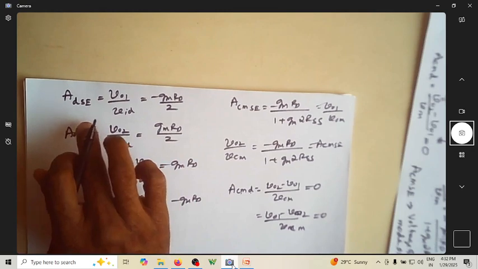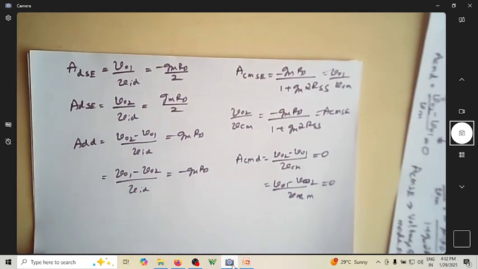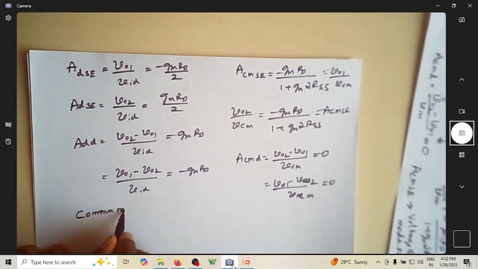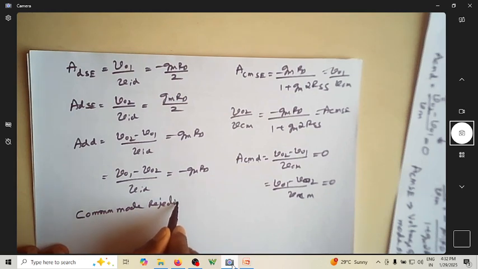So once we have these common and differential modes, we will define one more important parameter, which is known as common mode rejection ratio.